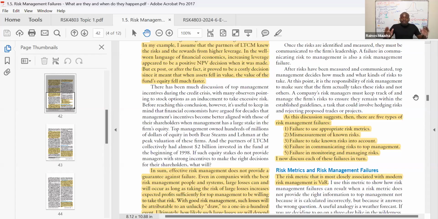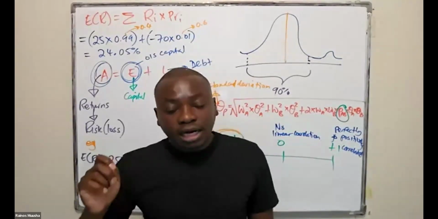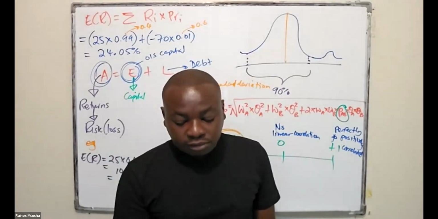These are the 5 types of risk management failures. Which means in everything that we did so far, unit 1.1, 1.2, 1.3, 1.4, and 1.5, this is the most important section that we have covered. Are there any questions? All right, so please make sure that you take note of this, that this is the most important section when it comes to what we've covered so far.